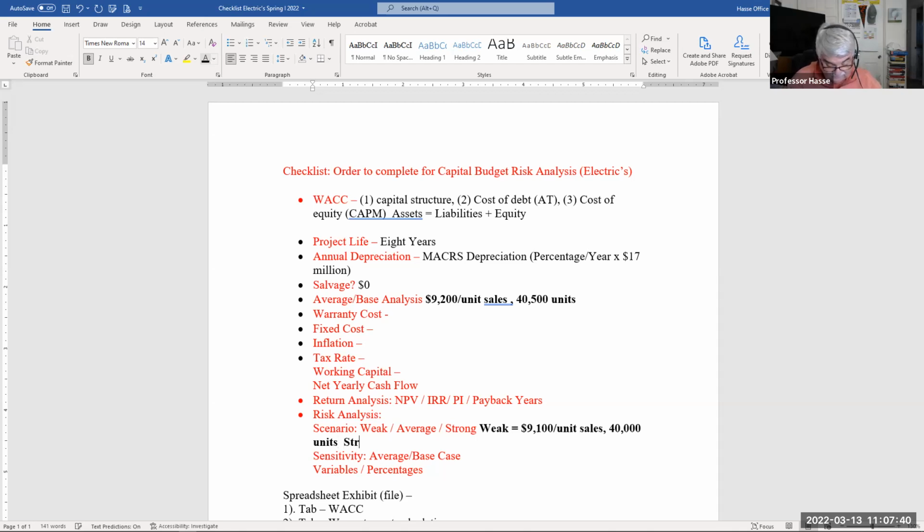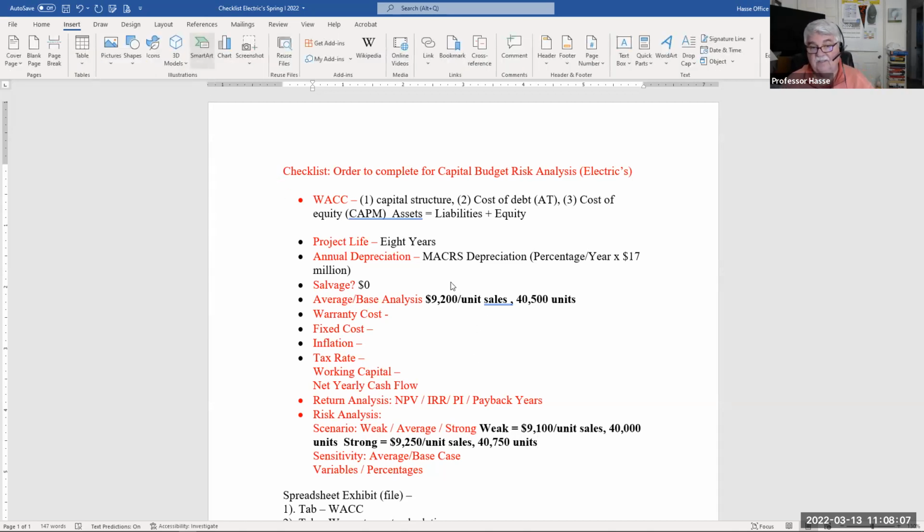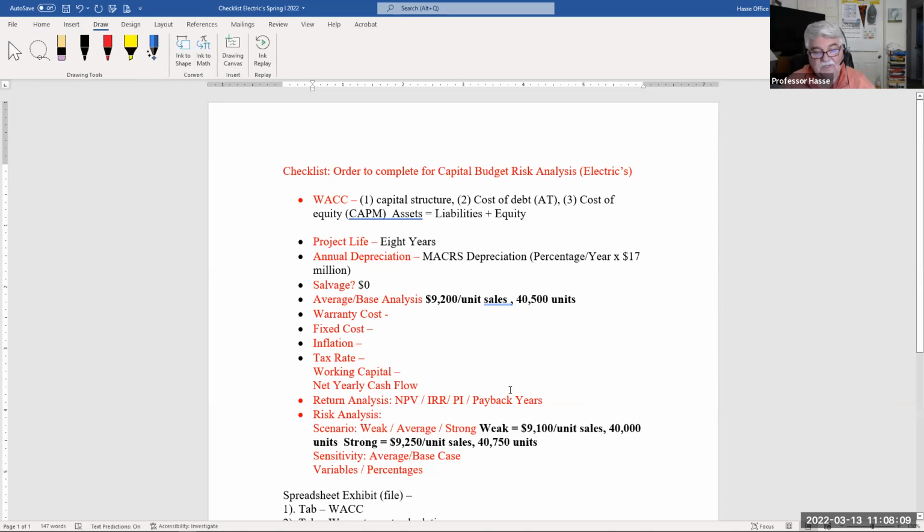The strong analysis, given in Exhibit 1, is equal to a revenue of $9,250 per unit in sales or revenue, and an output of 40,750 units. Those are your two scenario analyses in addition to the average analysis that you need to put into that table for a scenario.